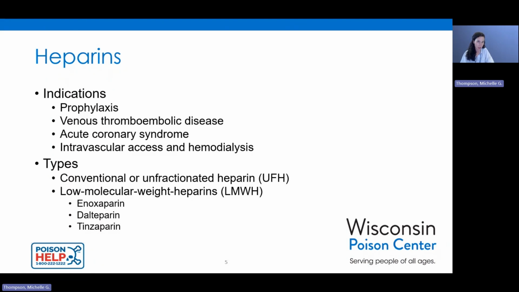There are two different heparin formulations that we should be familiar with: conventional or unfractionated heparin, which will be abbreviated as UFH, and then also low molecular weight heparin, which will be abbreviated as LMWH. Enoxaparin is the most common of our low molecular weight heparins.